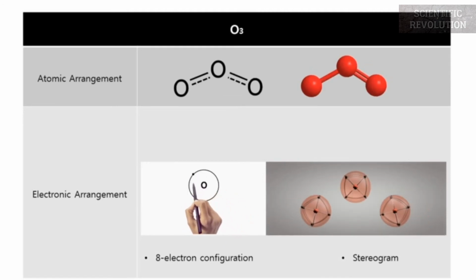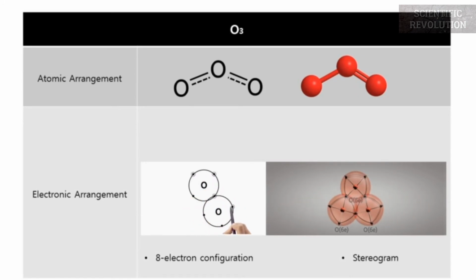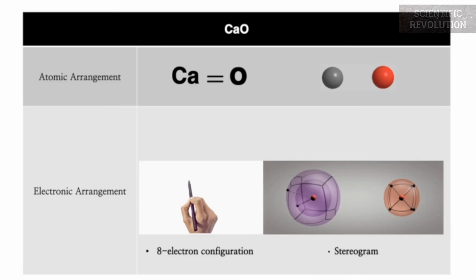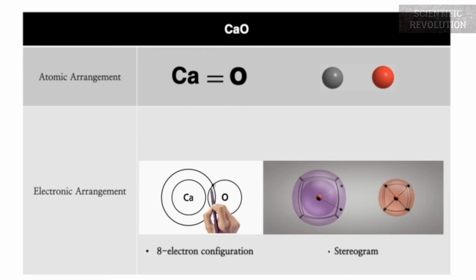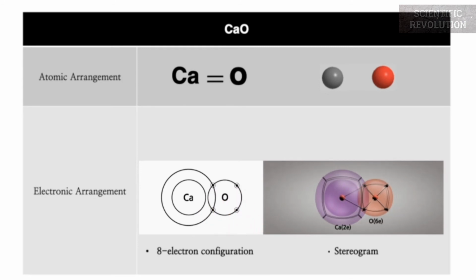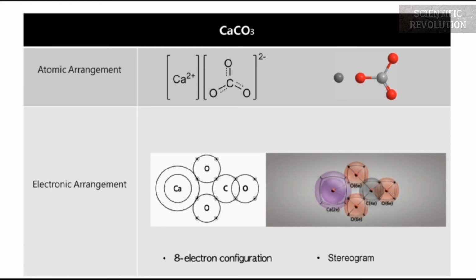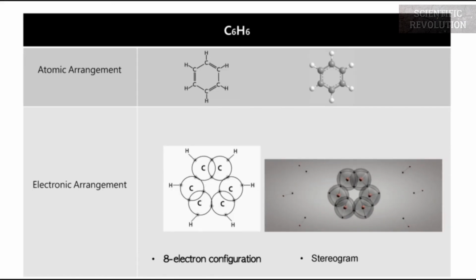O2, O3, CaO, CaCO3, C6H6. In this way, each atomic nucleus is surrounded by 8 electrons and becomes stable.